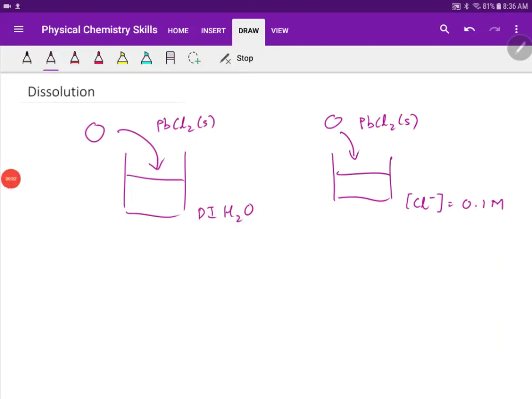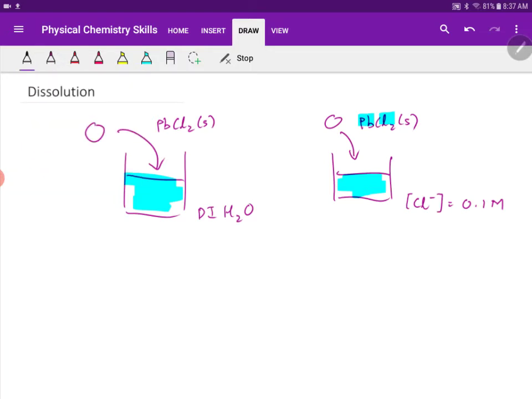Hi everyone, in this video we are going to talk about how we can tackle dissolution questions in which we have a solid and we add it into either DI water over here or a solution containing a common ion, either Pb2+ or Cl-. Alright, so the only way for us to tackle this effectively is to draw the ICE table.